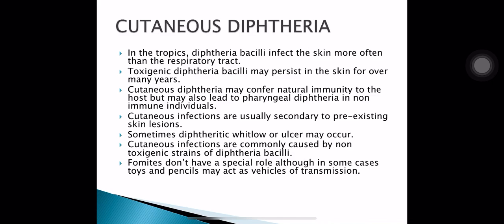Cutaneous diphtheria is more common in the tropics, and may confer natural immunity to the host, but may also lead to pharyngeal diphtheria in non-immune individuals. Cutaneous infections are usually secondary to pre-existing skin lesions. Sometimes diphtheritic whitlow or ulcer may also occur. Fomites don't have a special role in the transmission of diphtheria.